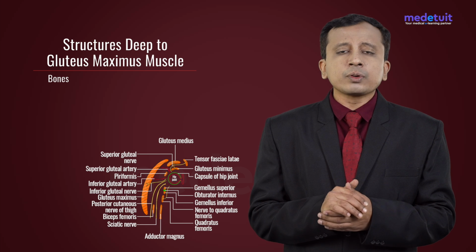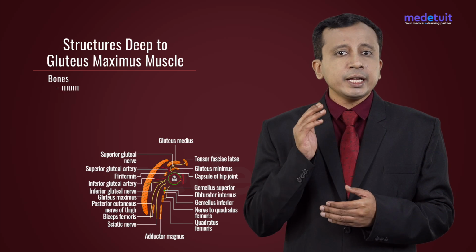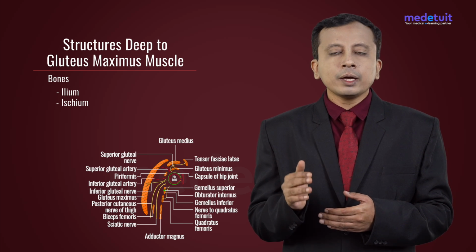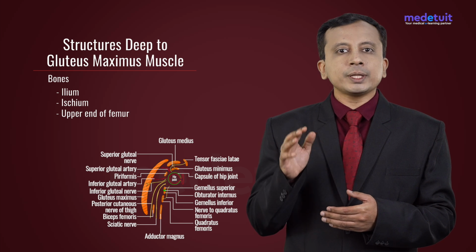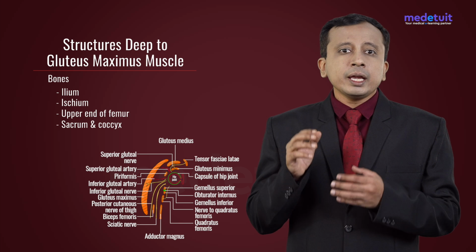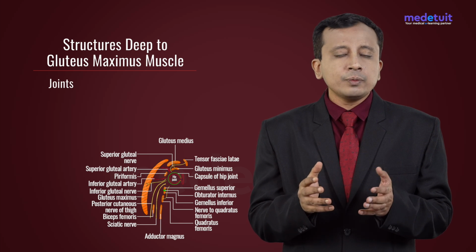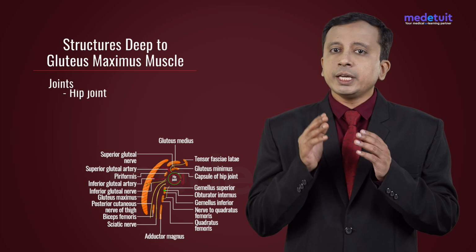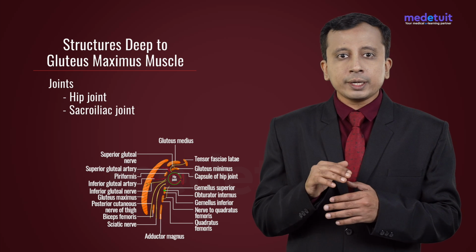Bones which are under cover of gluteus maximus, we have the ilium and ischium of the hip bone. We have the upper end of femur along with the trochanter. We also have the sacrum and coccyx. In between the bones, we have the joints. Which are the joints which are coming? We have the hip joint and sacroiliac joint.